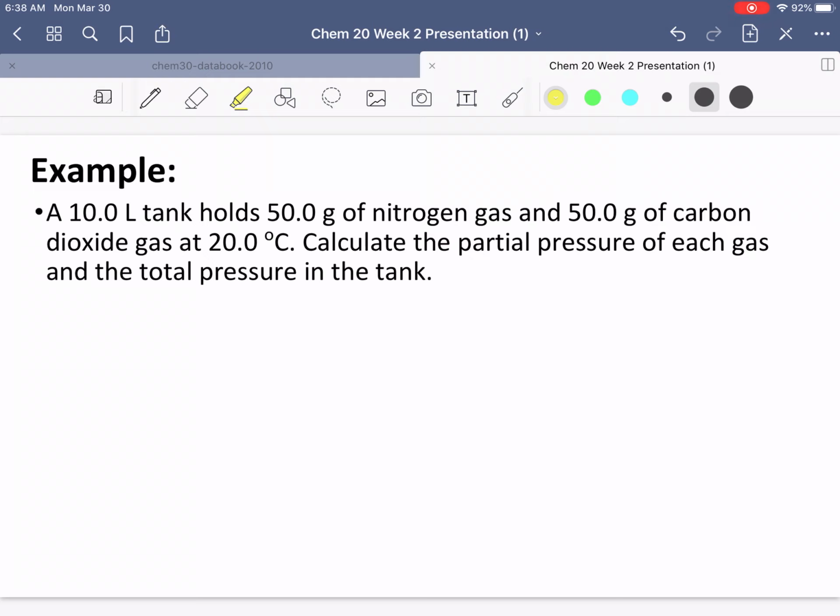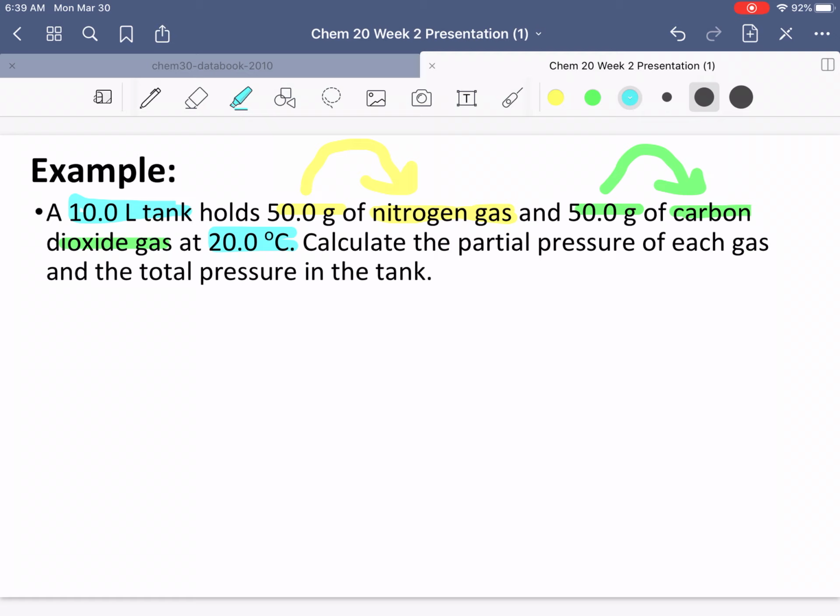Here's your example. The key thing that you have to catch when reading a question like this is that more than one type of gas is present. Nitrogen gas is being mentioned, and carbon dioxide gas is mentioned as well. And each of them has its own amount. There's 50 grams of nitrogen gas, and there's 50 grams of carbon dioxide. In terms of consistencies, the volume's the same. It's 10 liters for both. The temperature's the same. It's 20 degrees Celsius for both.